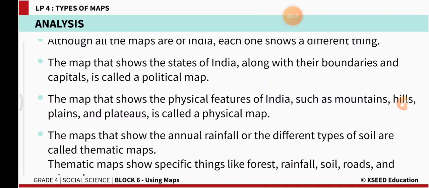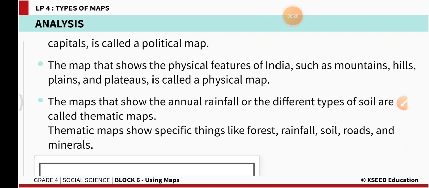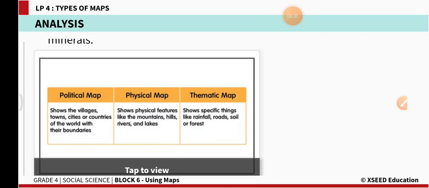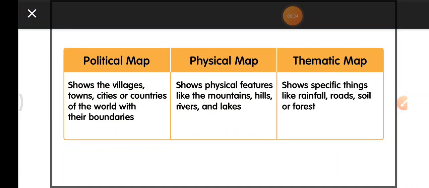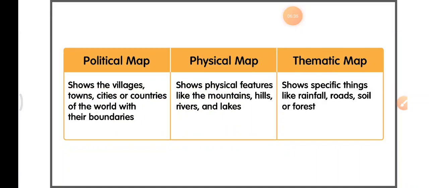The maps that show the annual rainfall or the different types of soil are called thematic maps. Thematic maps show specific things like forests, rainfall, soil, roads and minerals. So here in this table we can understand what is the difference. The definition for the three maps is given.